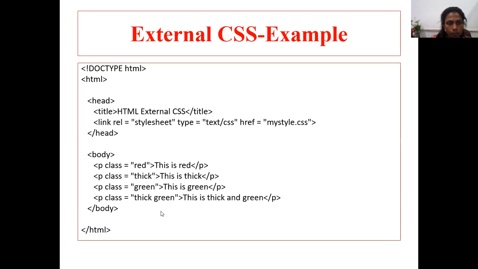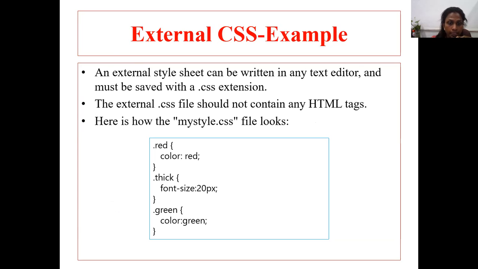We will save this file as .html, and then the next file we need is the mystyle.css file. This will be the external CSS file. It should not contain any HTML tags, and it has to be saved with a .css extension. This will give the presentation style for the HTML file. We will execute this example, and then I will show it to you.